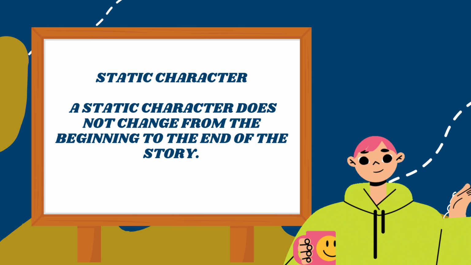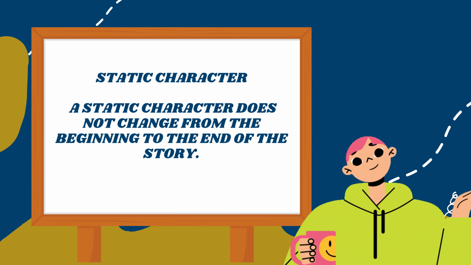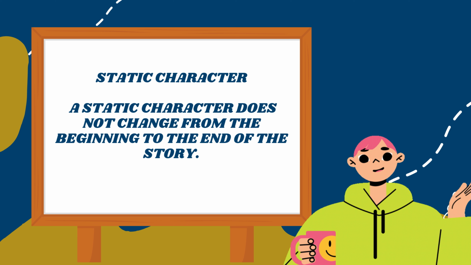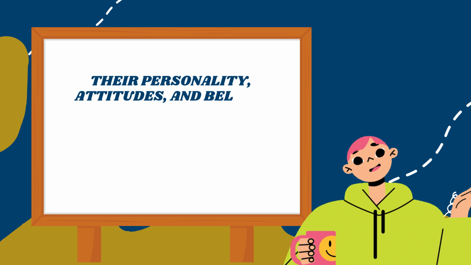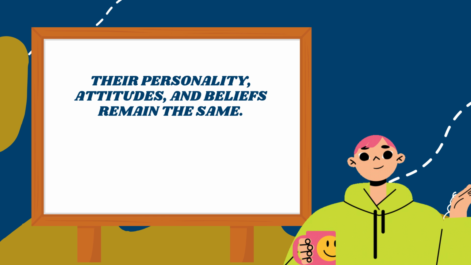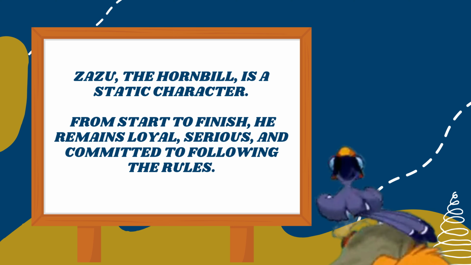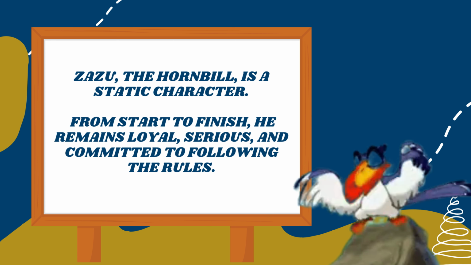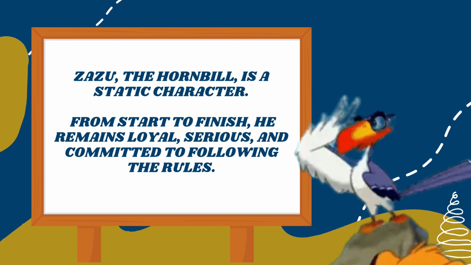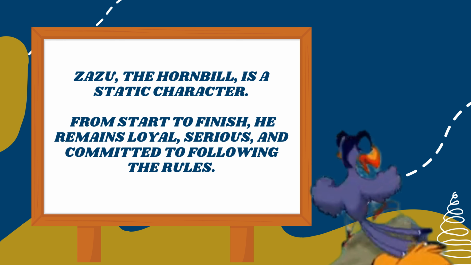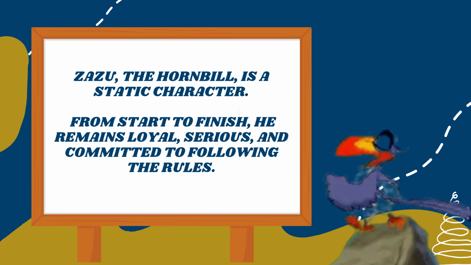Third, static character. A static character does not change from the beginning to the end of the story. Their personality, attitudes, and beliefs remain the same. For example, Zazu, the Hornbill, is a static character. From start to finish, he remains loyal, serious, and committed to following the rules.